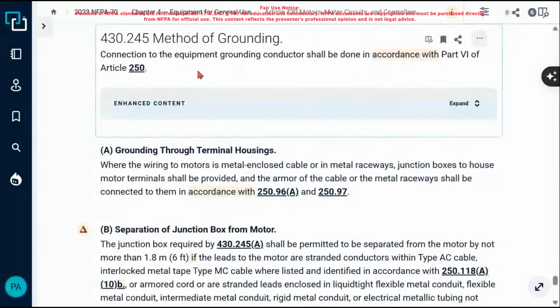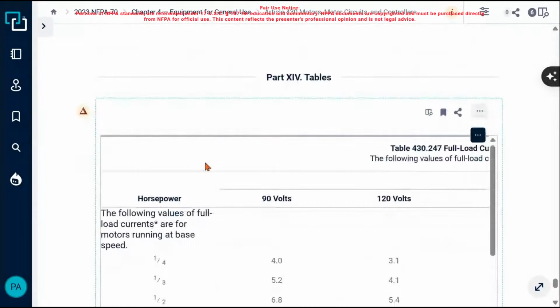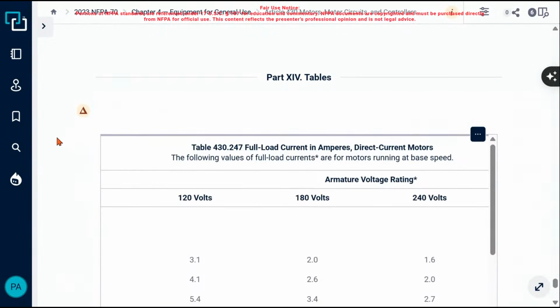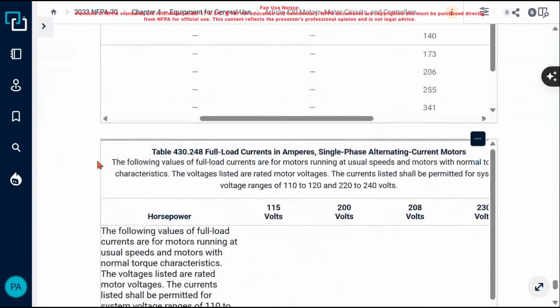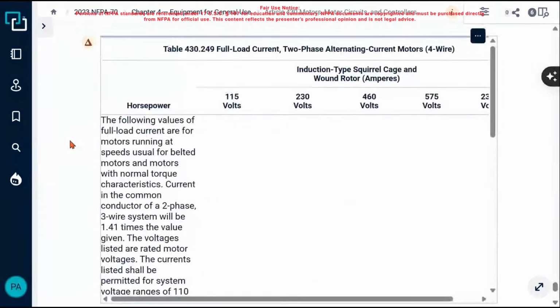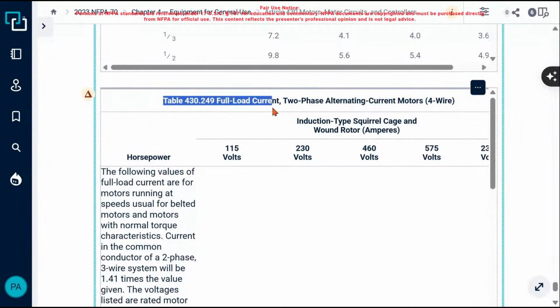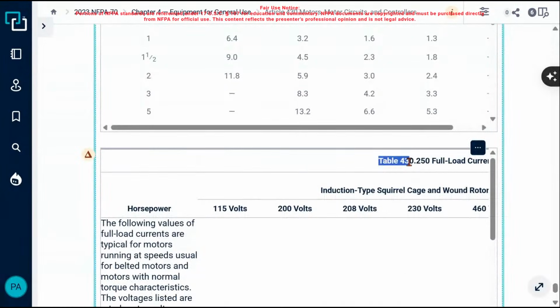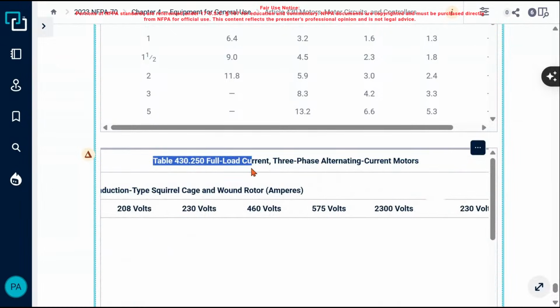All right, so we're down here. And which table do we want to work with? Well, 247 is direct current, so we're not going to be using that. Let's see here, 248, that is single phase. No, we're not worried about that one. 430.249, full load current for two-phase. Are we using that? Absolutely not. That's not where we're at. Keep going. Boom, right here. 430.250 is the full load current for three-phase alternating current motors.